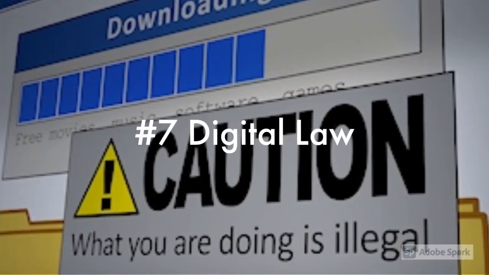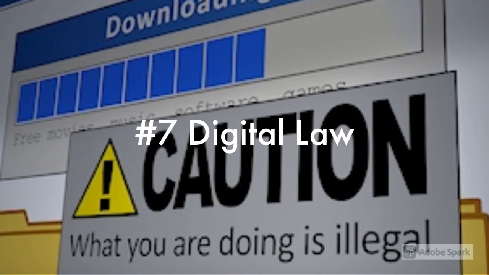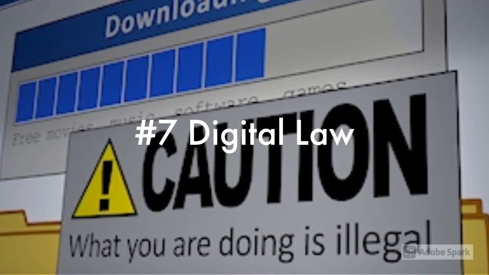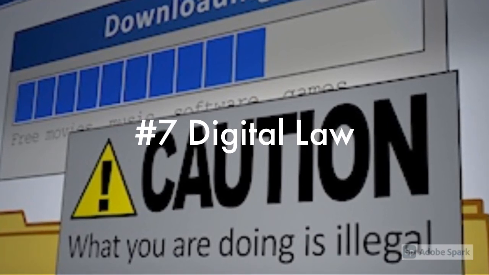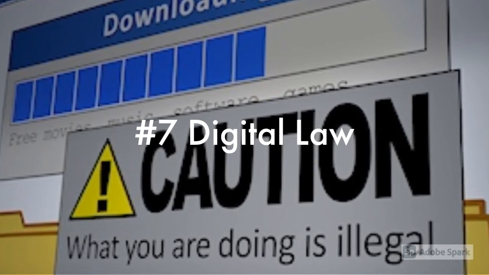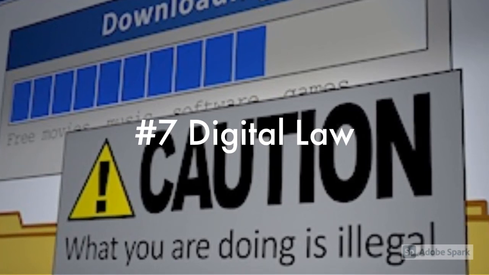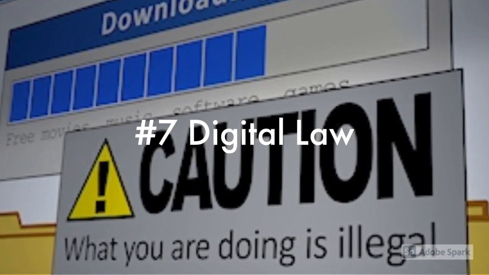Number 7, digital law. Just like in the real world, the online world has rules and regulations. Certain things like cyberbullying and sexting are no-nos. Students and school administrators need to make sure that they are enforcing these laws, that they are dealing with them appropriately, and that students understand that these things are wrong.